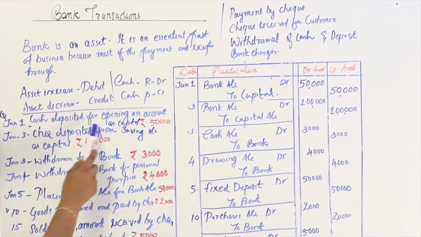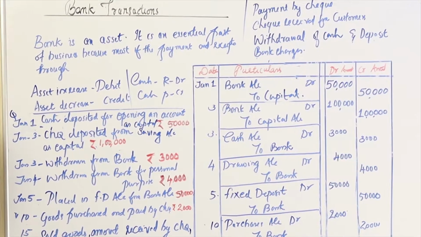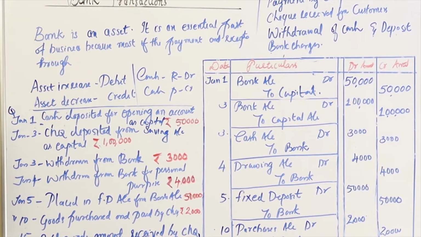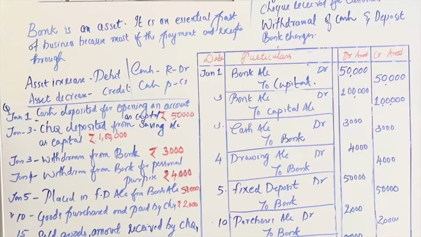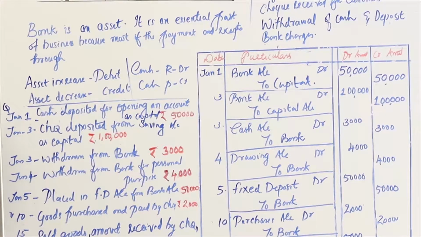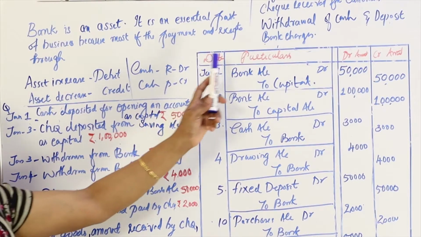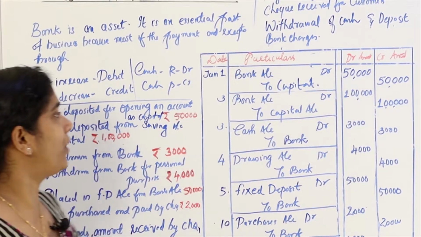Jan 1, cash deposited for opening an account as capital, rupees 50,000. So A deposited cash into the bank as his capital. When we deposit cash into the bank, your bank is increasing. This is your personal cash, and you invested it into the business as capital. Your bank asset is increasing, so you have to debit bank and credit capital. So bank account to capital, 50,000.